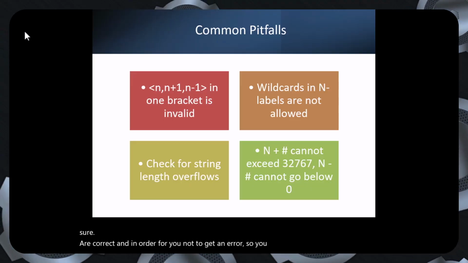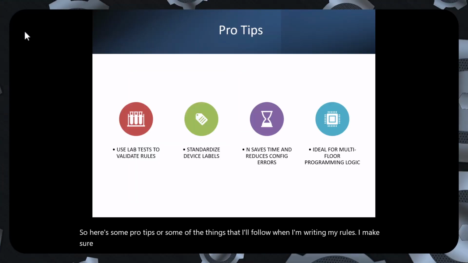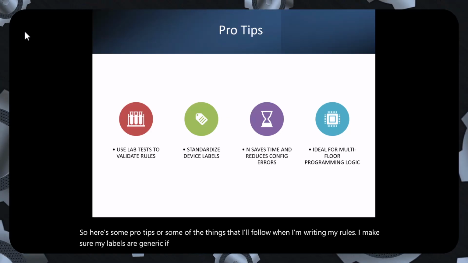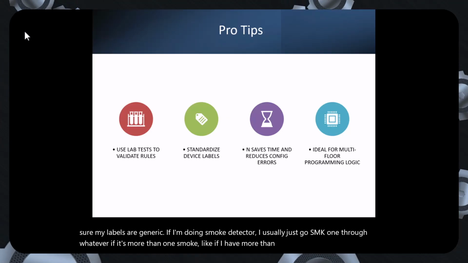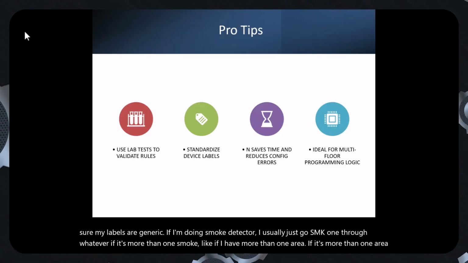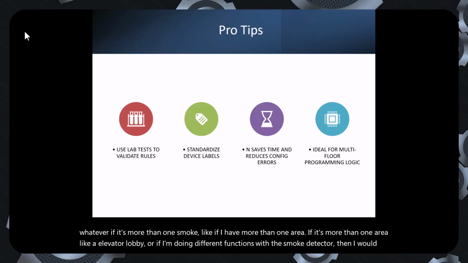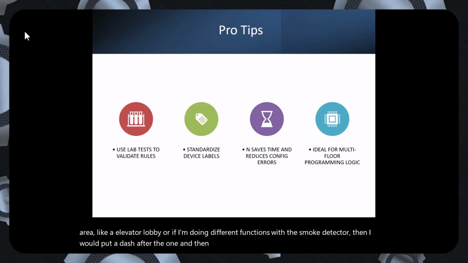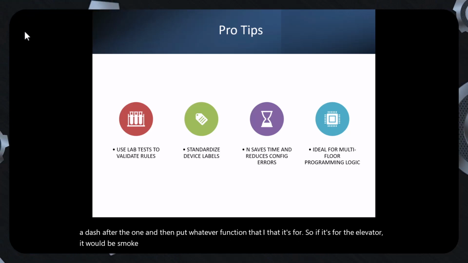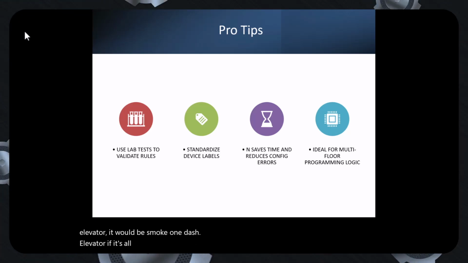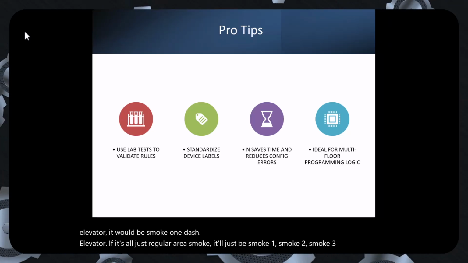Some of the things that I follow when I'm writing my rules, I make sure my labels are generic. If I'm doing smoke detector, I usually just go SMK 1 through whatever. If it's more than one area, like an elevator lobby, or if I'm doing different functions with the smoke detector, then I would put a dash after the 1 and then put whatever function it's for. So if it's for the elevator, it'd be smoke 1 dash elevator. If it's all just regular area smokes, it'd just be smoke 1, smoke 2, smoke 3, all the way to however many smokes I have.